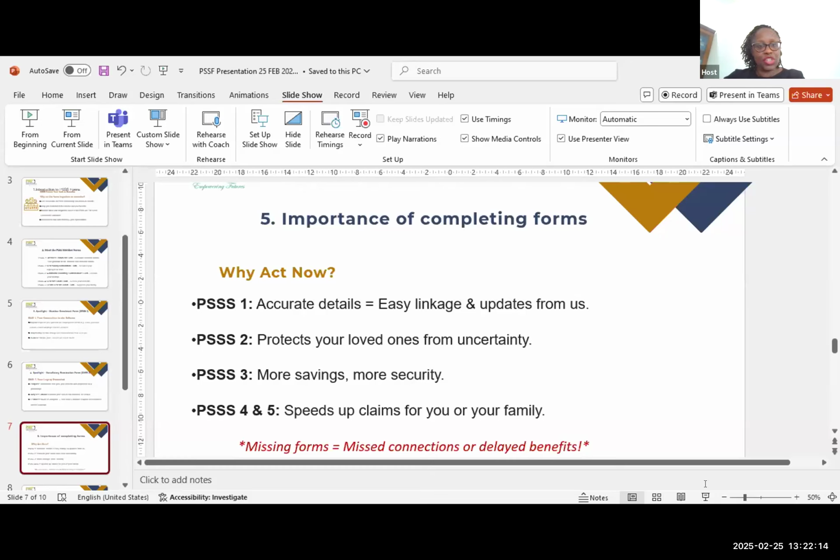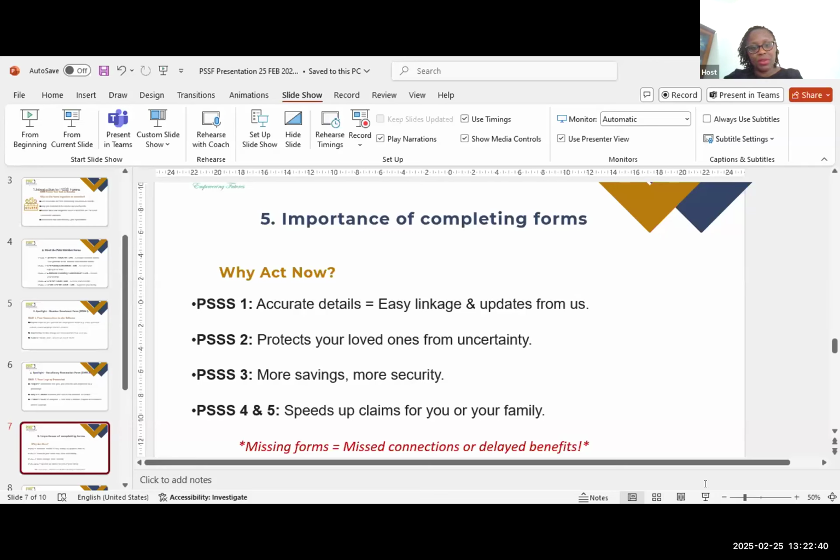Then we have the beneficiary form, which is the PSS2. And this is about removing any confusion at the point that we need to pay the people you have left behind. We do not want people to fight over this money. We want to honor your wishes. Who did you want us to pay? That is what we are going to do. And the only way for us to get this information is by you completing the PSS2.